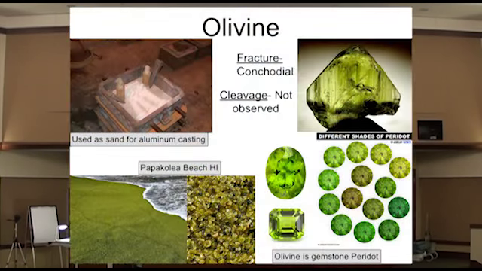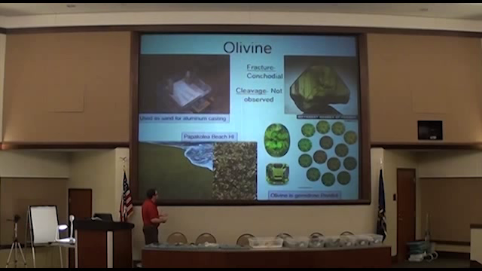It has a conchoidal fracture, and it's common in igneous rocks. This is actually a beach in Hawaii that is almost entirely olivine. It's a green beach, which is really cool. The volcanoes that were in that area were pumping out just tons of rocks rich in olivine. When you have gorgeous, really pure olivine, it's the gemstone peridot. And this is really an excellent representation of all the colors that you might find olivine in.